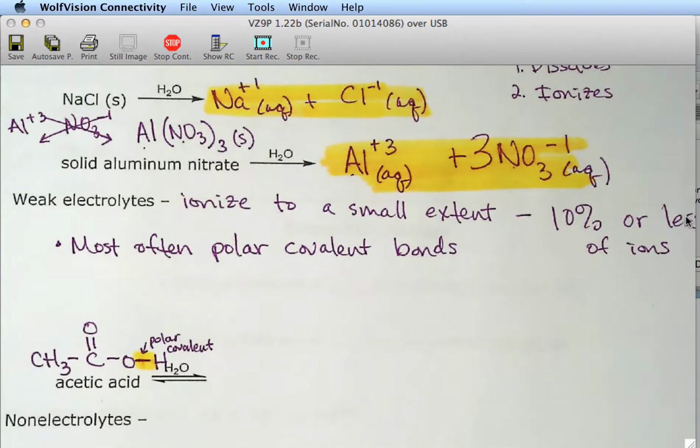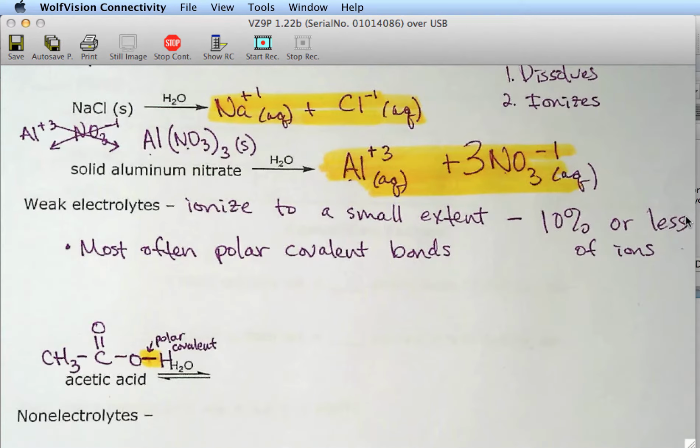So what happens, acetic acid is a weak electrolyte. Only ionizes to a small extent. That's why we use this double-headed arrow.